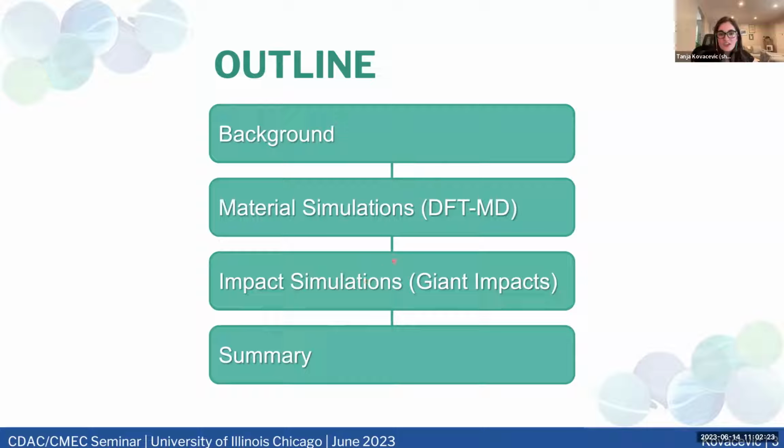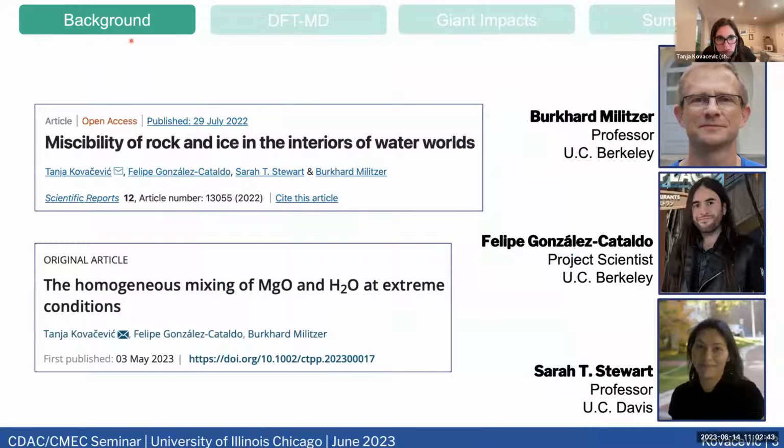Then I'll discuss giant impacts, or these impact simulations, just to determine whether, once we figure out the pressures and temperatures, these conditions are even found within water worlds, maybe post-impact. And then I'll finally conclude with a summary of the findings, and I'll have a ribbon at the top that'll keep us on track with where we are in the talk. So for example, here we are in the background.